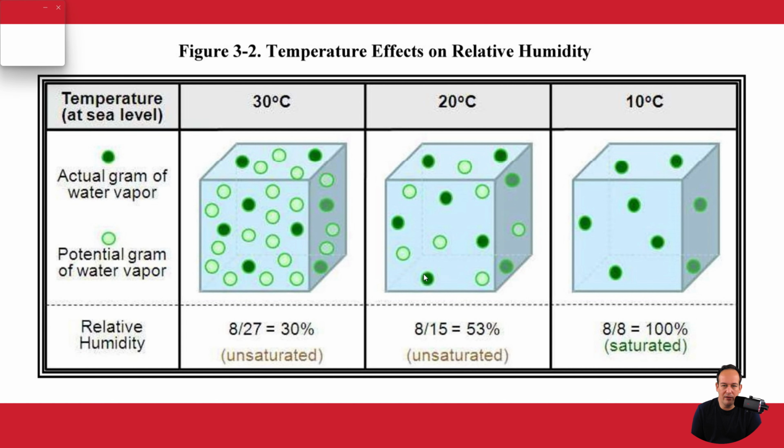So here in the center, it's still 8 grams of water. And so 8 grams with a capacity of 15 grams, now it's 53%. And then this air parcel on the right cooled down to 10 degrees Celsius, and its capacity for water vapor is 8 grams, and that's still exactly how many grams of water vapor exist in that air parcel. It is now 100% saturated.